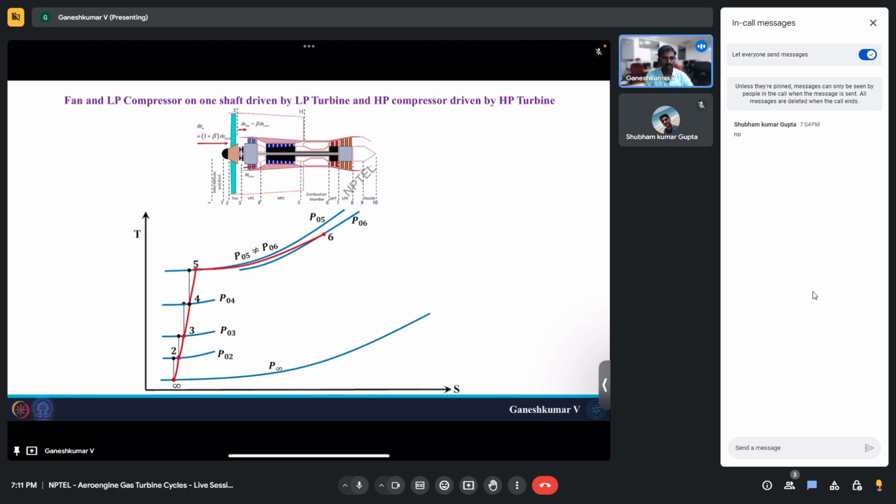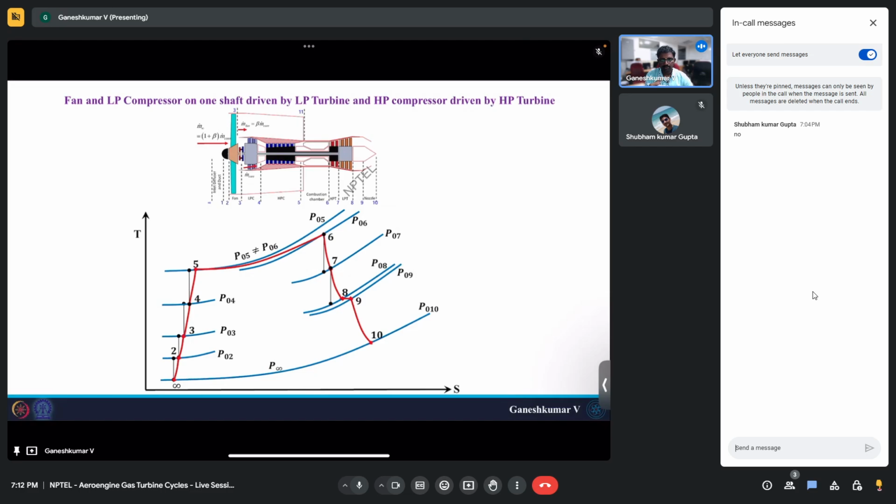The station numbers are a little bit different than a two spool turbofan engine, so please note that. From 6 to 7 you have the high pressure turbine, and 7 to 8 you have the low pressure turbine, where the gas is continuously expanded to 8. From 8 to 9 you have the jet pipe, and in the jet pipe you have less losses. Then 9 to 10 is the nozzle, this is the core engine nozzle.